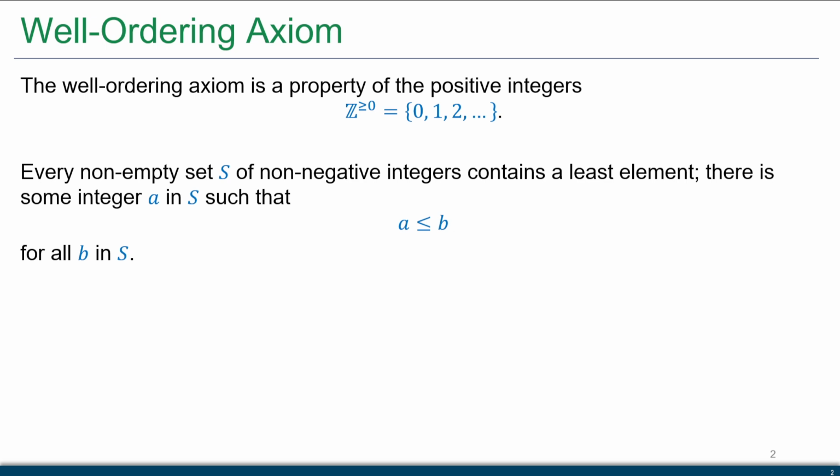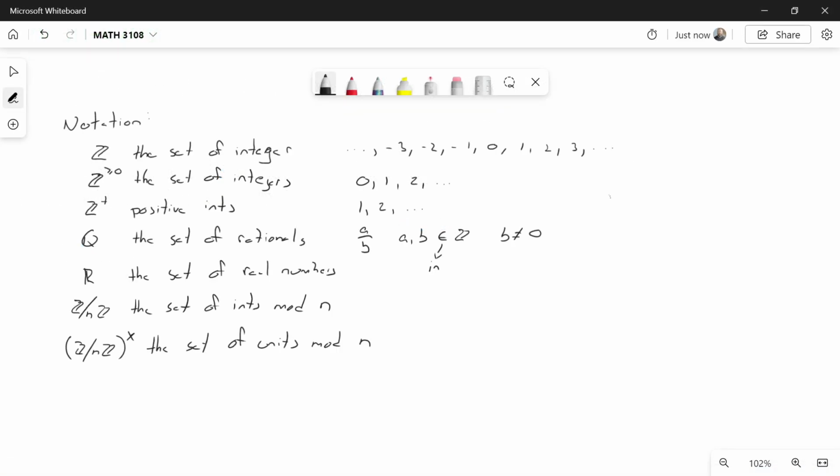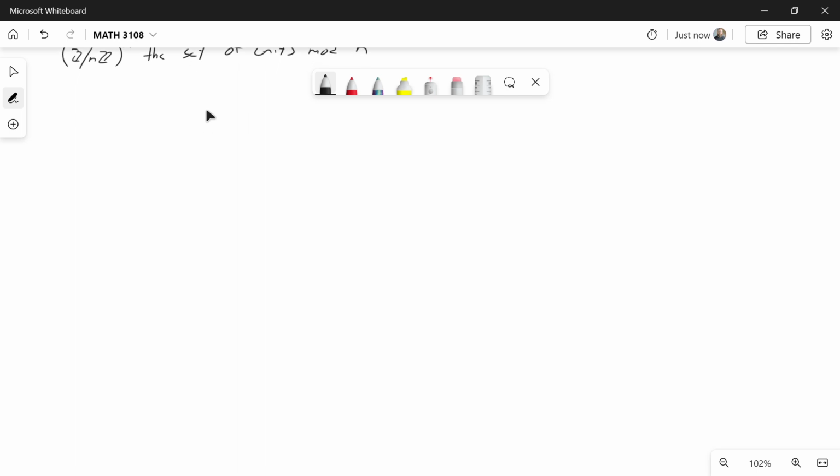And by least, I mean the smallest element overall. So there is some integer a inside of this set S such that a is less than or equal to b for all the b's inside of S. So basically what we're saying is there's going to exist a smallest element in there, which is going to be less than or equal to every single other element inside of that set. All right, so let's see examples of this. And going back to my board here, let's move this up.